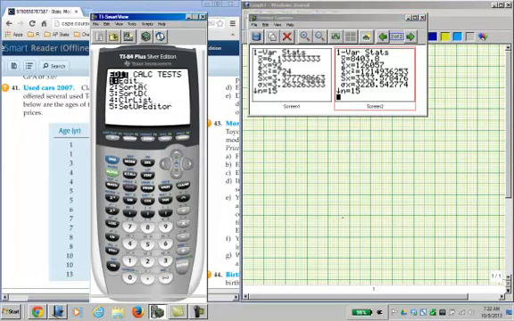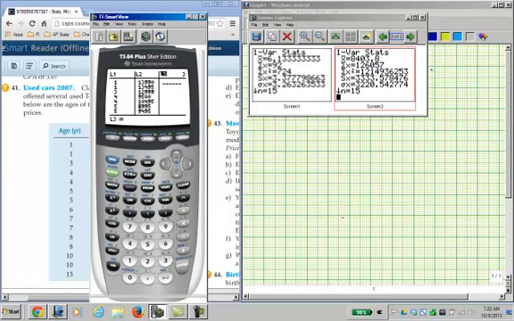So now I'm going to go back. Let's clear the screen. I'm going to go to stat and then edit, and I'm going to go to L3. And here's what I'm going to do. I'm going to take all the data in L1, the X coordinates, and subtract the mean from them and then divide by the standard deviation. In other words, I'm going to standardize them.